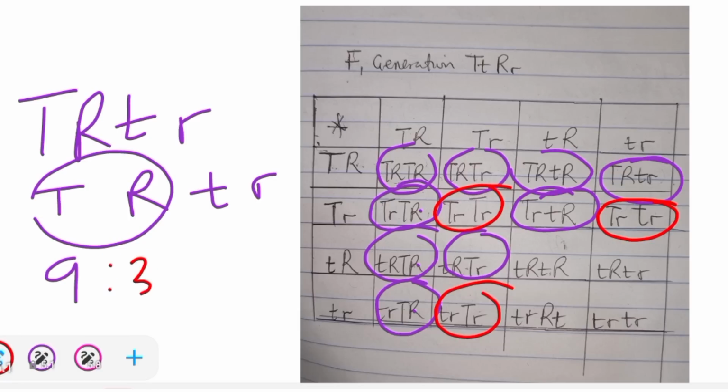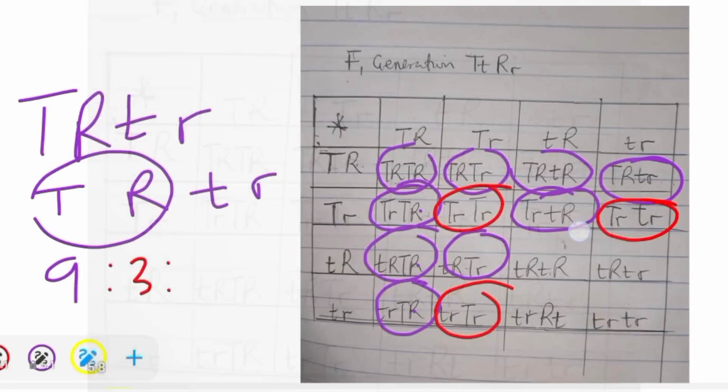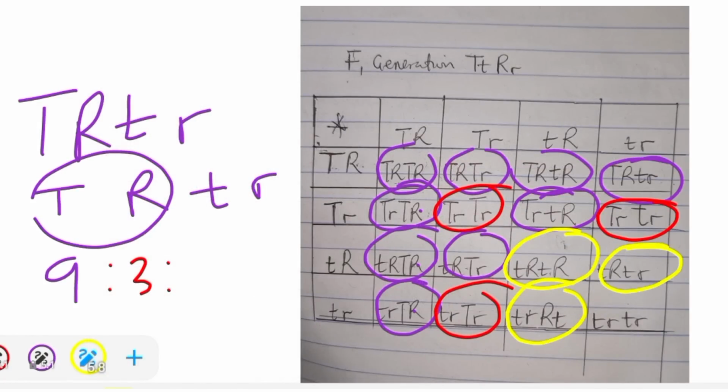So we will now do short and round. For short and round, I need small letter t. Small letter t means short. Capital letter R means round. So short and round, I need small letter t and capital R. So this one here, this one here, and this one here. So that's also ratio 3.